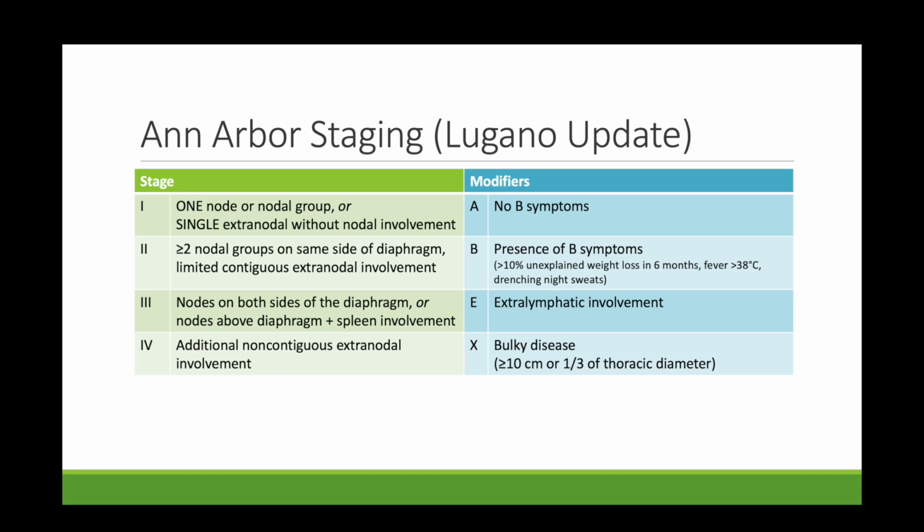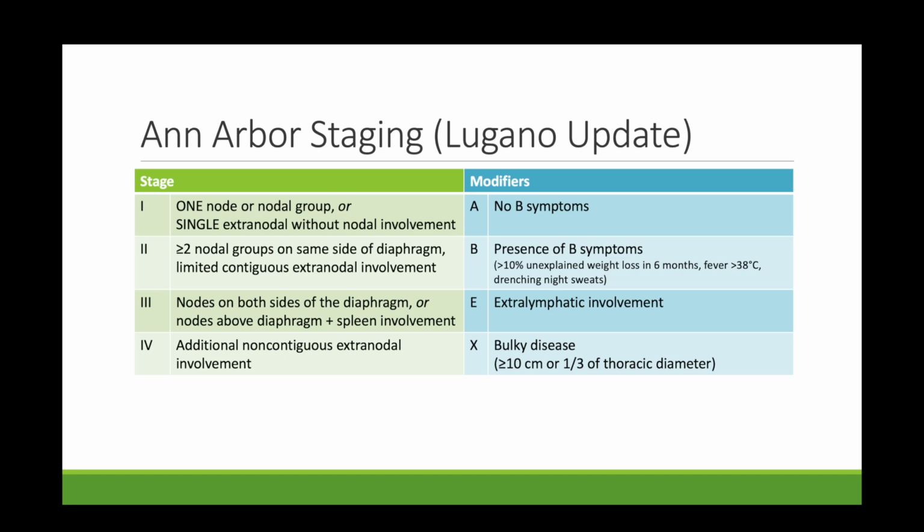So in addition to the stage number, so 1, 2, 3, or 4, we will also often add modifiers to this staging system. So if you add a modifier of A, so stage 1A, for example, that means that the patient does not have any B symptoms. If you add 1B, then that means that they do have B symptoms. And remember, B symptoms are greater than 10% unexplained weight loss in 6 months, fever greater than 38 degrees Celsius, or drenching night sweats.